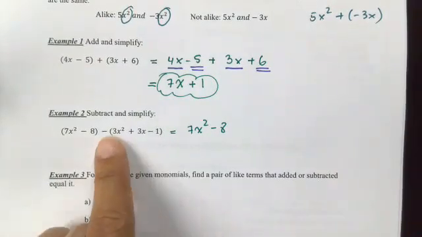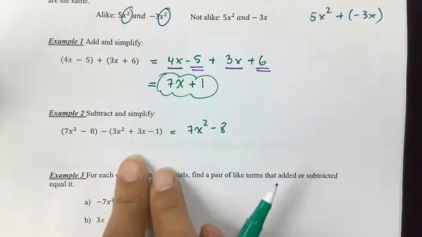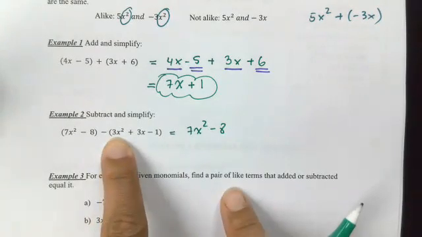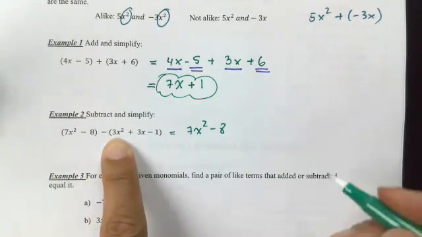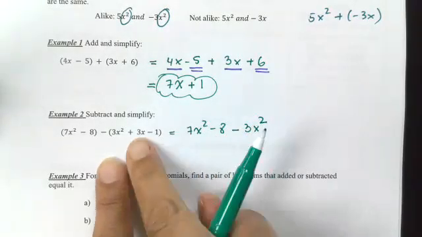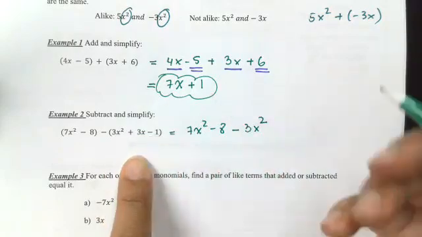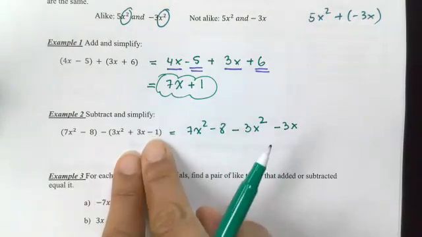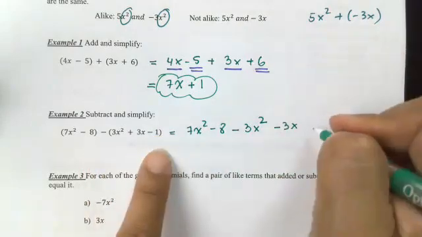And now when you have a negative in front of a bracket and you want to get rid of that bracket, negative means you have to switch all of the signs in the bracket. So here the first one is positive 3. Now it's going to be negative 3x squared. This one is positive 3x. It's going to be negative 3x. And this is negative 1. It's going to be plus 1.